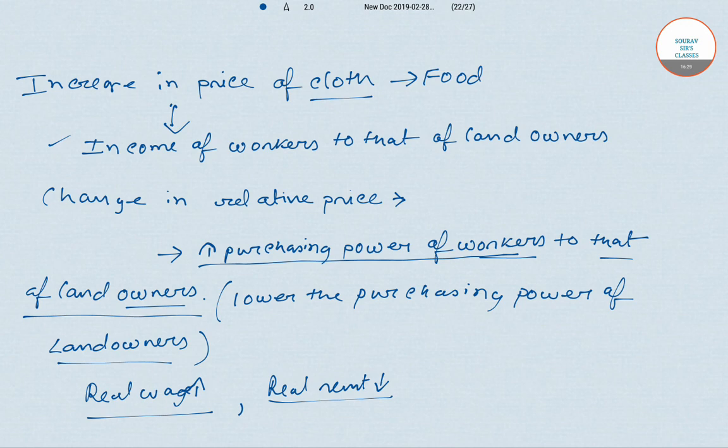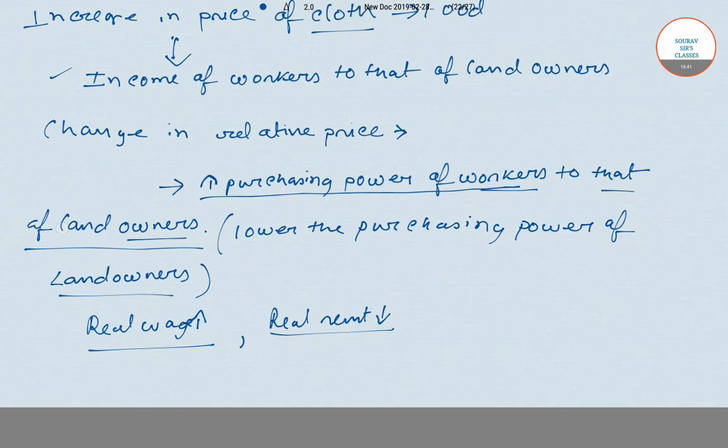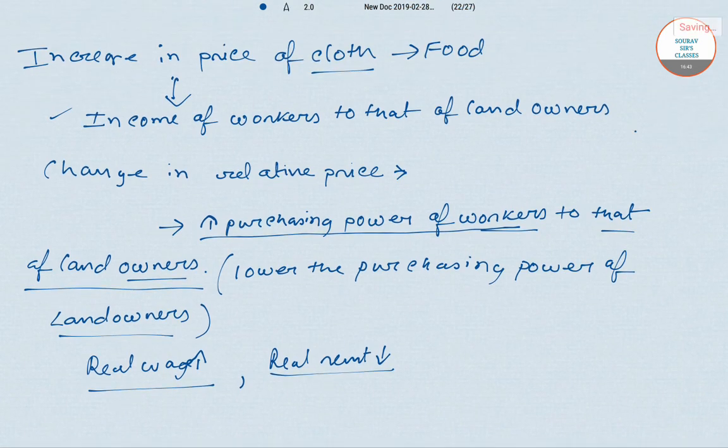Now when the price of cloth rises, what happens? The wage rental ratio also rises. This will cause the land labor ratio used in the production of both goods to rise. So in this video we talked about the Stolper-Samuelson theorem.